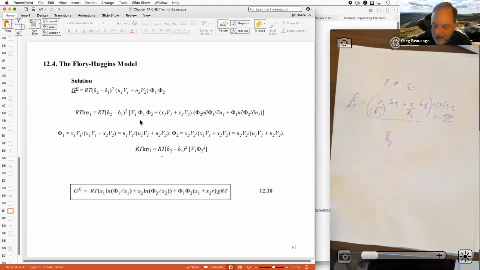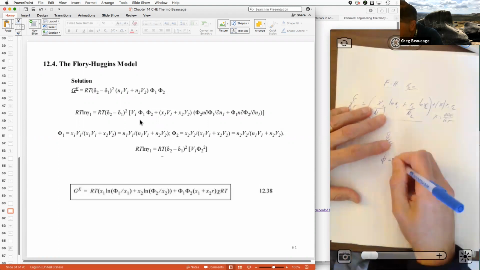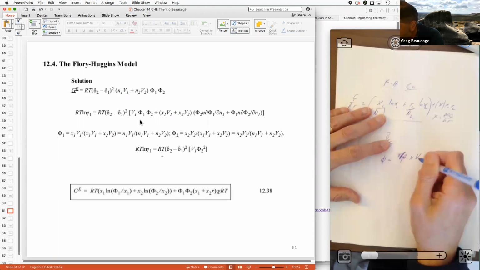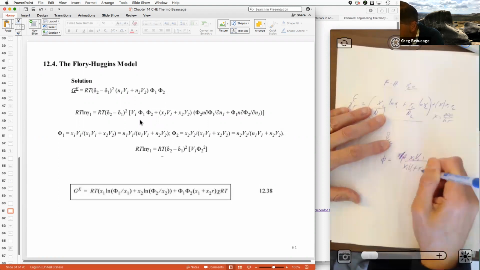So basically, you need to convert from mole fraction to volume fraction. So the volume fraction is the mole fraction times the molar volume, and the molar volume is the inverse of the molar density, the specific volume. So it's X1 times the volume of 1 divided by X1 times the volume of 1 plus X2 times the volume of 2.